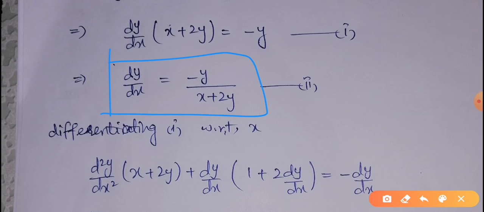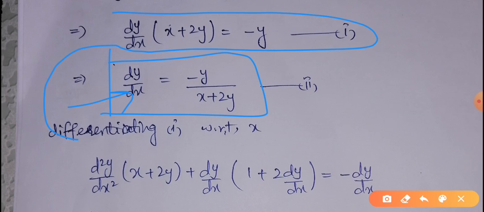As we have to evaluate the second order derivative, if I apply the second derivative on this, I have to apply the quotient rule. So what I am going to do is apply the derivative with respect to x on equation number 1. So I can apply the product rule on this one.